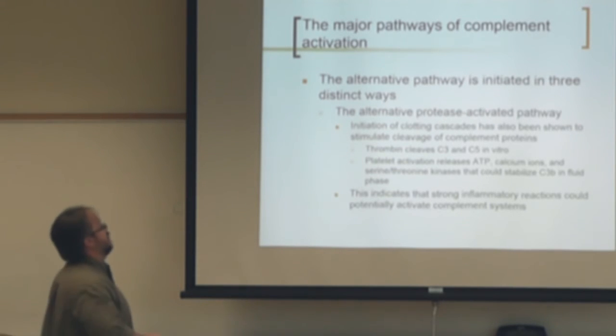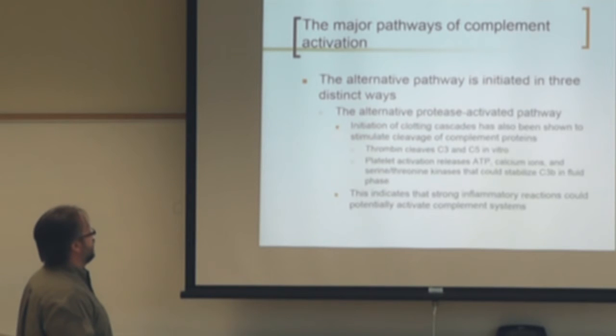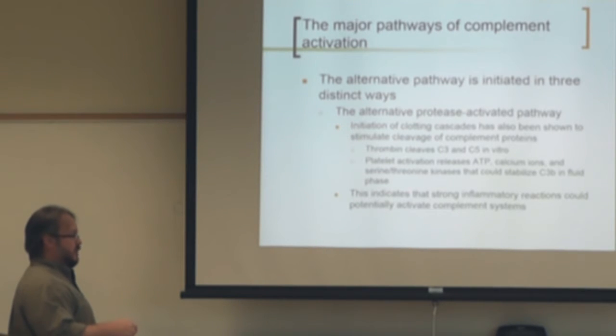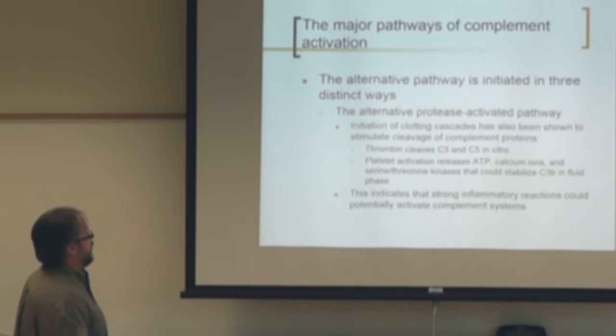Well, it's initiated in 3 different ways. So I talked about 2 ways. It could either bind to the cell and then properdin comes and binds to it, or properdin can bind to the cell directly, or the alternative pathway is induced by thrombin. Okay, so now we have a link between the complement system and our coagulation system.